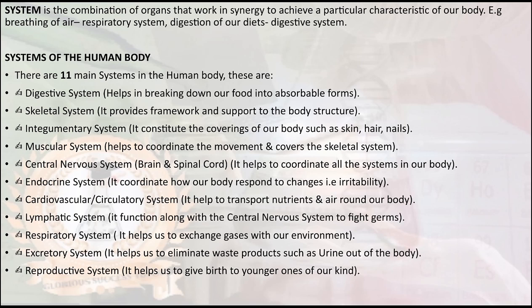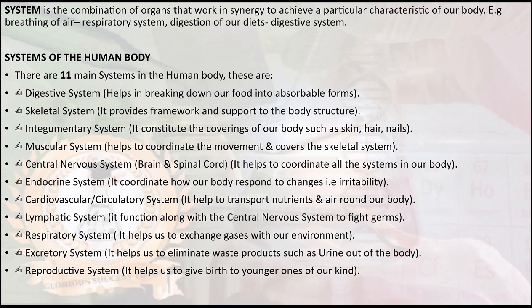There are 11 systems in the human body. The digestive system helps in breaking down food. Skeletal provides framework and support. The integumentary system consists of the covering of the body such as skin, hair, and nails. The central nervous system consists of the brain, the spinal cord and other nerves, which help to coordinate all the systems in our body. Endocrine is the system that coordinates how our body responds to changes through the secretion of chemicals called hormones.